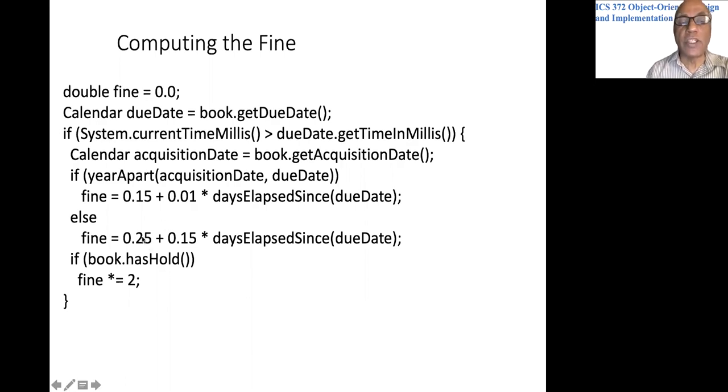And otherwise, we charge 25 cents if it is a recent book. That is, the book was acquired in the last year. We charge 25 cents for the first day and 15 cents for all days elapsed. And if the book has a hold, we double the fine. If the book didn't get returned on time only, we do this stuff. If the book was returned on time, fine would remain 0.